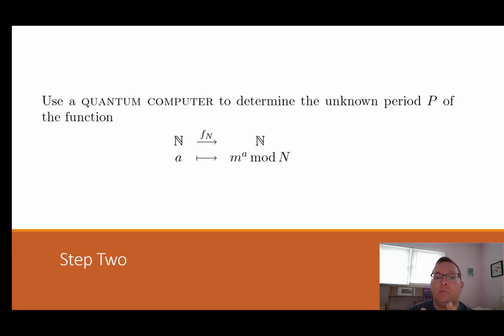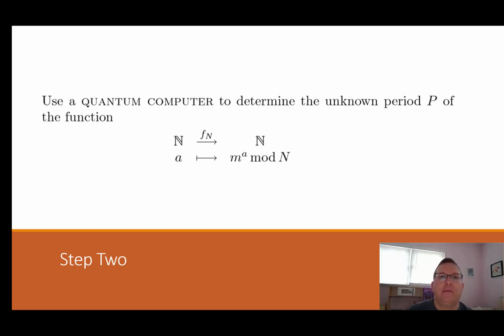This is the most important step right here, which is what we're looking at. This is using a quantum computer. This basically is to find the period of the sequence m mod n, m squared mod n, m cubed mod n. This is the only step that requires a quantum computer.